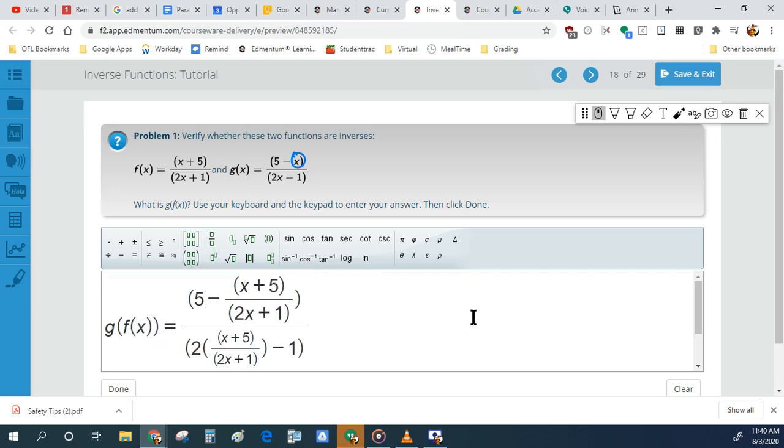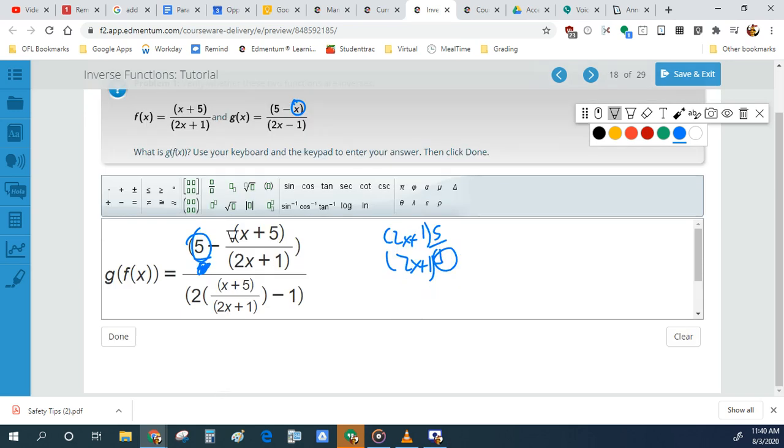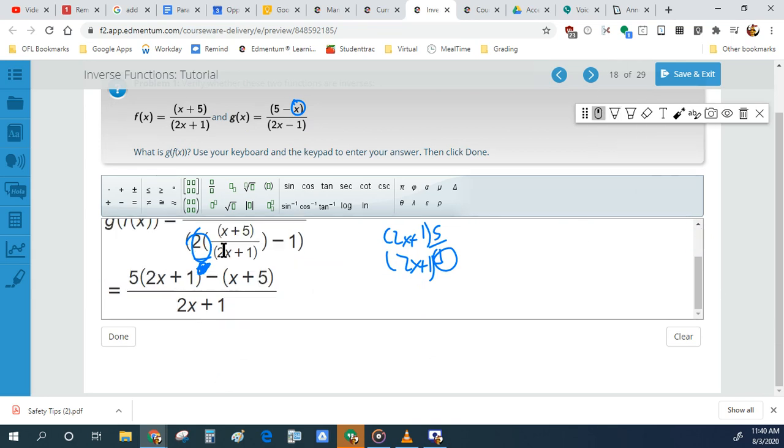What I'm doing here is because I want to add these together. I have 5 over 1 right here, so I'm going to multiply the top and the bottom by 2x plus 1 over 2x plus 1. So this denominator that didn't exist before now becomes this 2x plus 1, and that's allowing me to add them together. There's no point in me writing this denominator twice, which is why I'm just writing it one time.